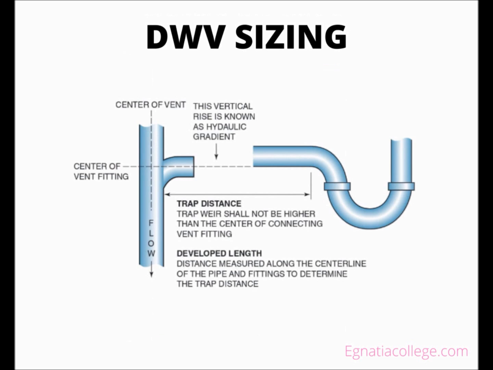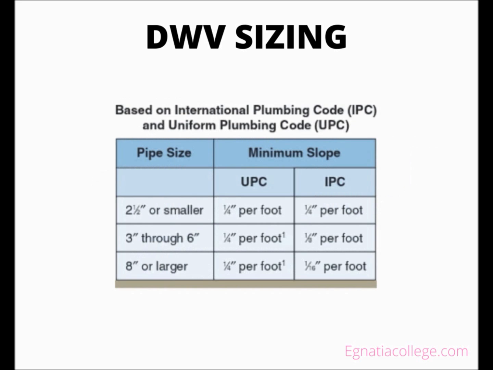All horizontal drains must have adequate slope, also called fall or pitch, to evacuate wastewater and solids. Minimum pipe slope is based on the pipe size. Too much slope on a waste arm serving a fixture can place the trap above the center of the connecting vent, causing air to be trapped in the waste arm. Trapped air in a waste arm can cause a sluggish drain and a gurgling noise.